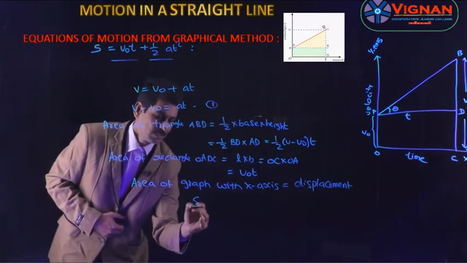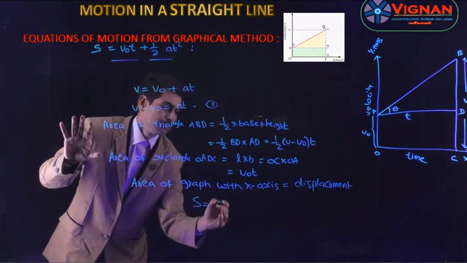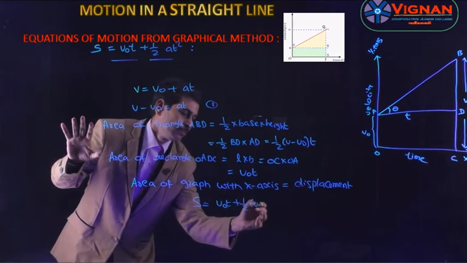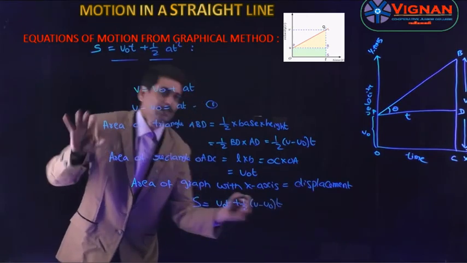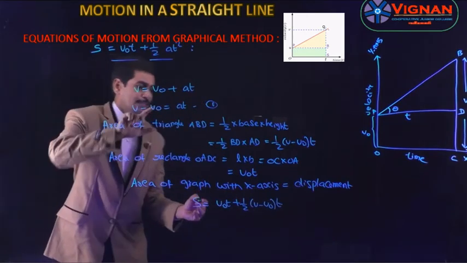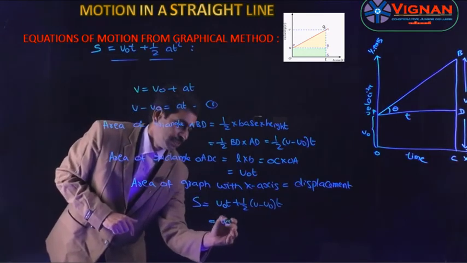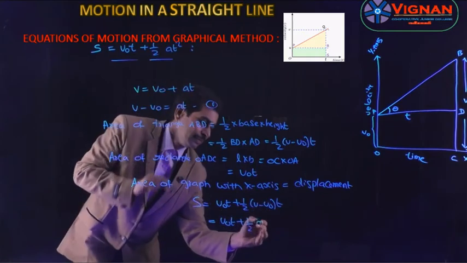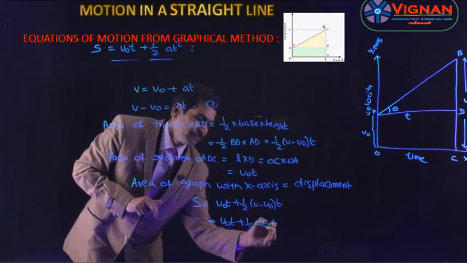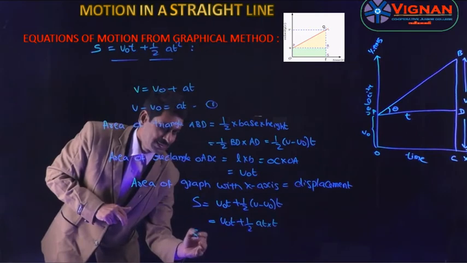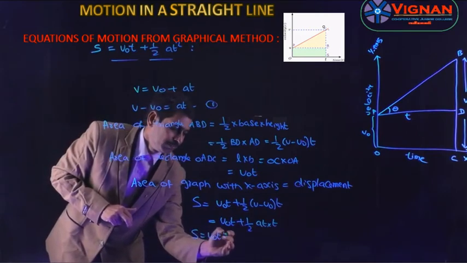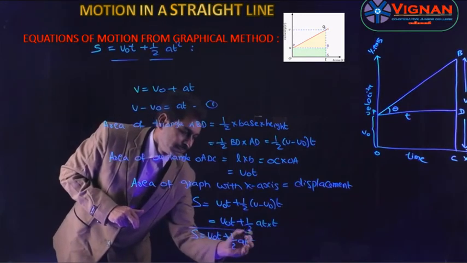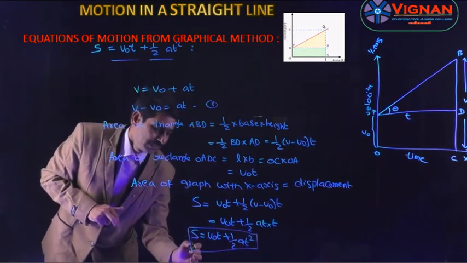So S is equal to the two areas, which is V naught T plus half into (V minus V naught) into T. And from equation 1 we know V minus V naught is AT. So this becomes V naught T plus half into AT into T, which is S is equal to V naught T plus half AT square. This is equation 2.